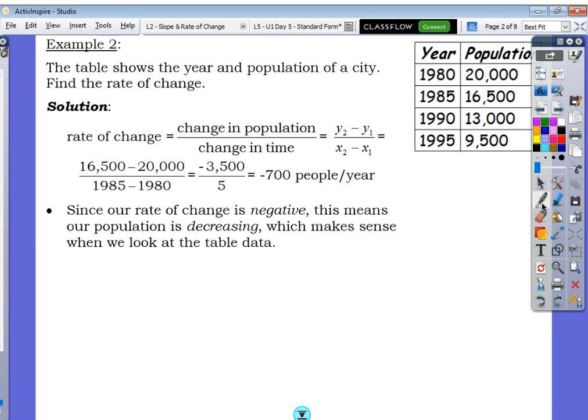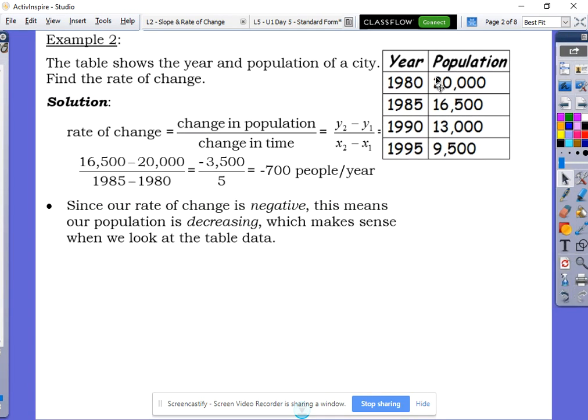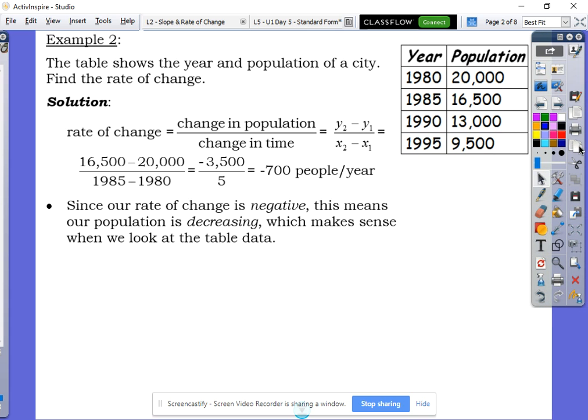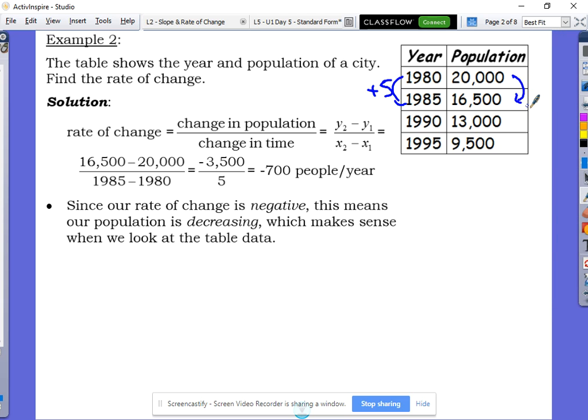We are increasing by, I'm going to give myself a little bit more space here, 5 years every single time. So every 5 years, our population is actually decreasing. So it's going down. I'll write this in yellow so you can see it. Negative 3,500 people. Every 5 years, our population is decreasing by negative 3,500. If we go another 5 years, it's going to go down another negative 3,500. That's your rate of change. You may not see it, but it is constant.